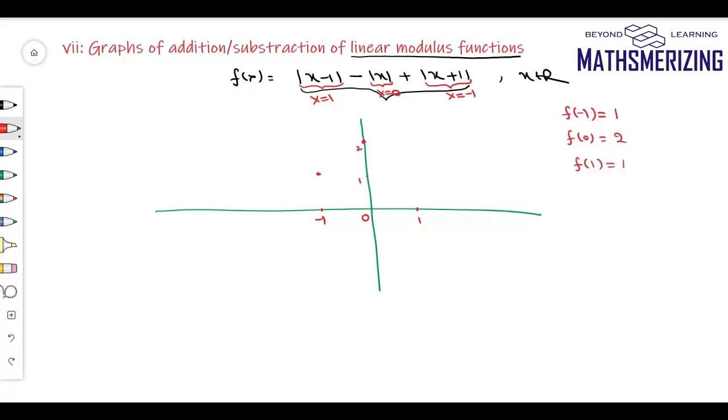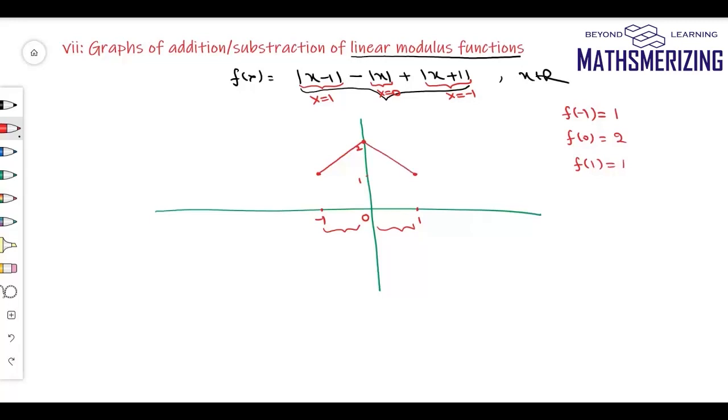And at plus 1, this value is again 1. Now there is no definition change between minus 1 and 0 and 0 and 1. So that means between minus 1 and 0, I'll join these two points and draw the straight line. And again between 0 and 1, there is no change of definition, so again I'll join these two points and draw this line.